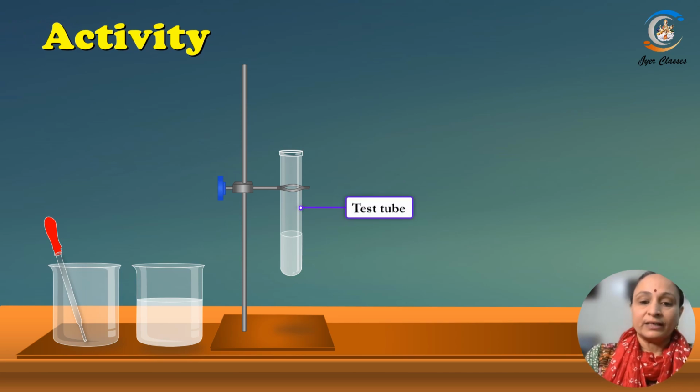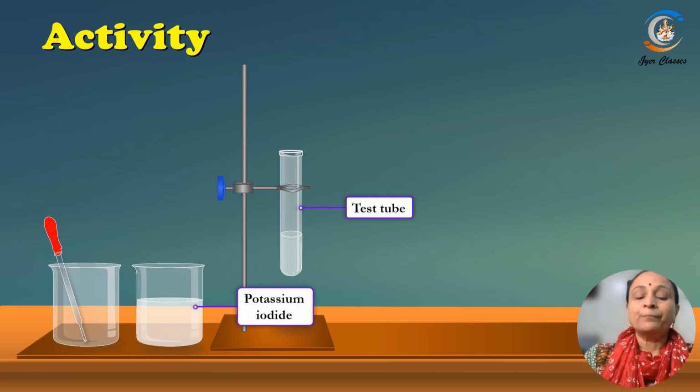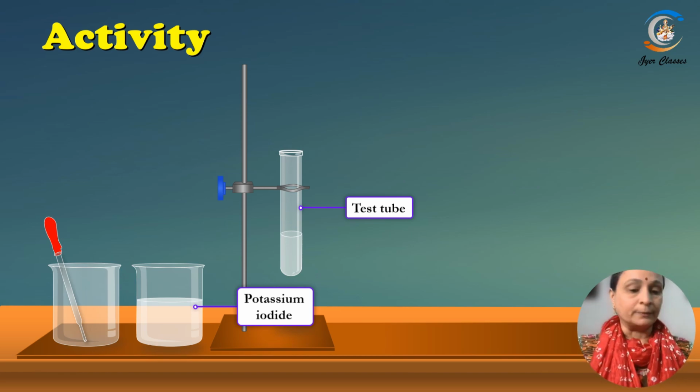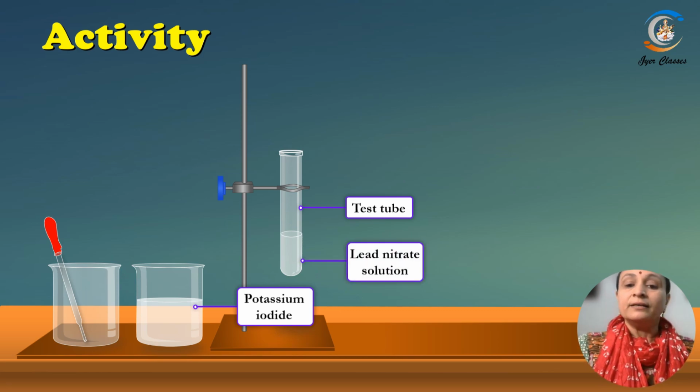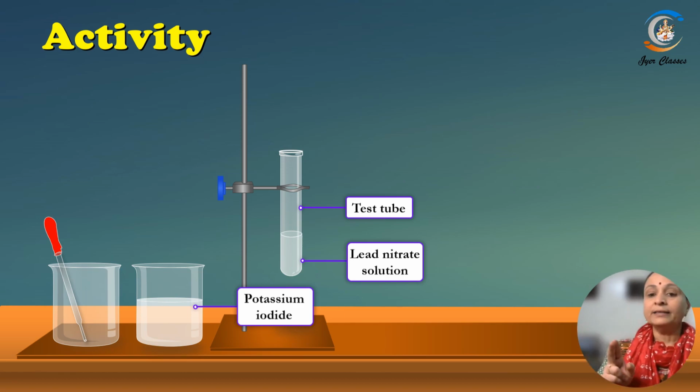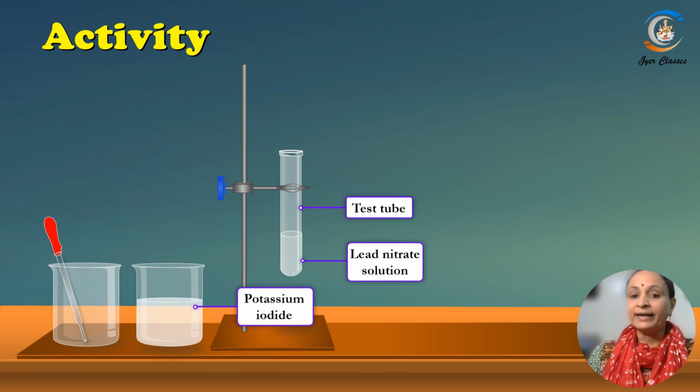In this activity, you take a test tube and potassium iodide solution. That means you take a salt of potassium iodide and mix it in water. And then you take lead nitrate solution already in the test tube. So there are two solutions available: one is the lead nitrate solution and the other is the potassium iodide solution. You can see the clear solution of lead nitrate in the test tube and potassium iodide solution in the beaker.